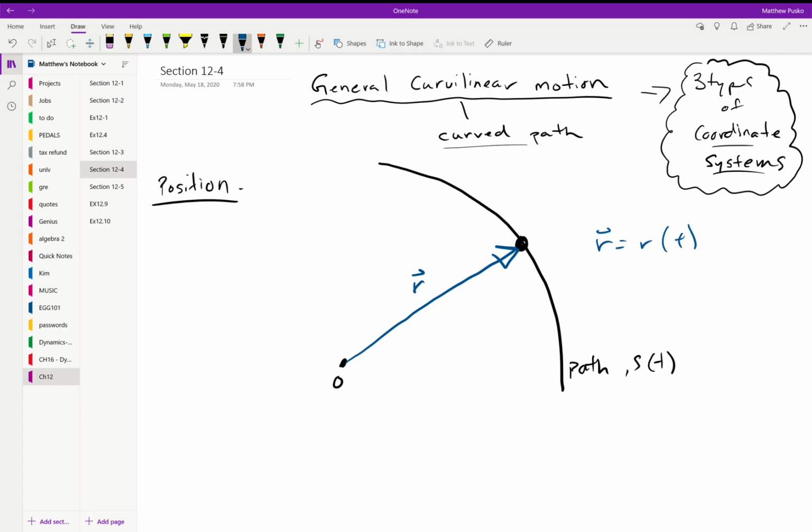We're going to need this because sometimes we're given the path that the particle takes, and we can integrate and differentiate to get the acceleration or the velocity depending on what we're given.